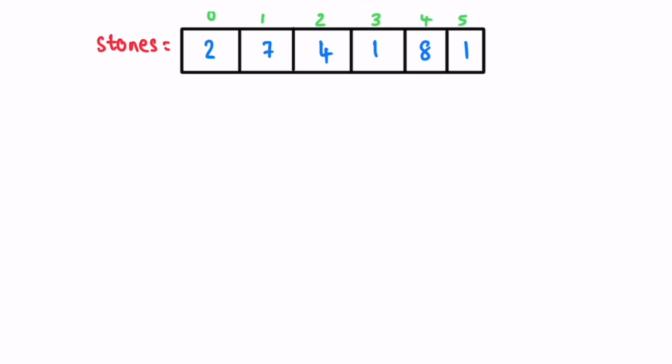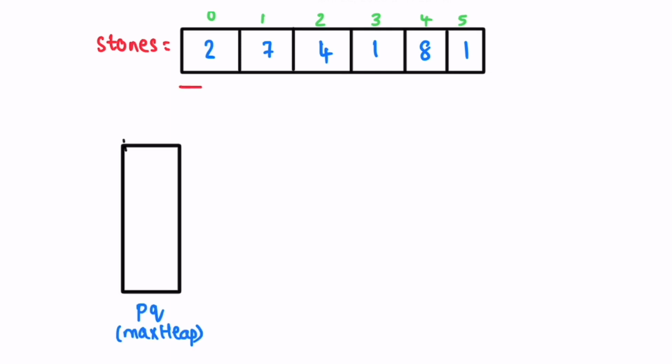I've taken the same example given to us. This is the stones array. Now we need to add these elements inside the priority queue to access the two heaviest stones. By default, a priority queue in Java is a min heap, but we need to implement the priority queue as a max heap. So let's create a max heap. We'll iterate through the stones array from left to right, and we access one element at a time, starting from 0 till 5. So this is the max heap.